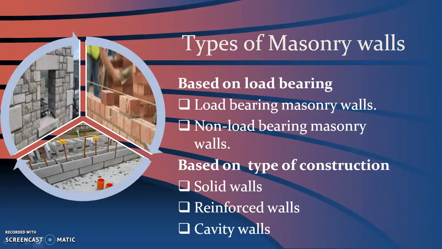The different types of masonry include load-bearing masonry walls and non-load-bearing masonry walls, which are based on their load-bearing nature, while solid walls, reinforced walls and cavity walls are based on types of construction. We will see these things in brief.